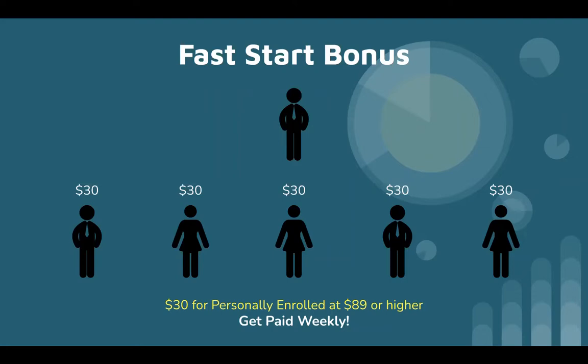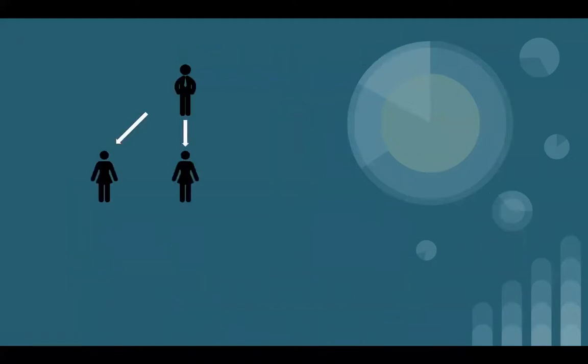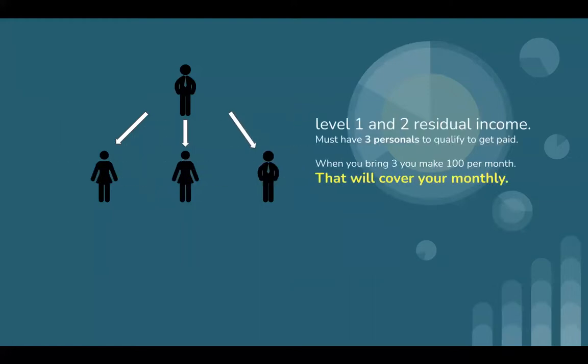Wasn't that simple? Good. All right, now let's get to the part which is your residual side. Now the residual side is your level 1 and your level 2 only. Level 1, level 2 only. What you're looking at on this picture would be your level 1, but let's move forward. Here you are, you bring in 3 people. This is based on $89. You're on an $89 product and you bring in 3 on an $89 product. Level 1 and 2 residual income.